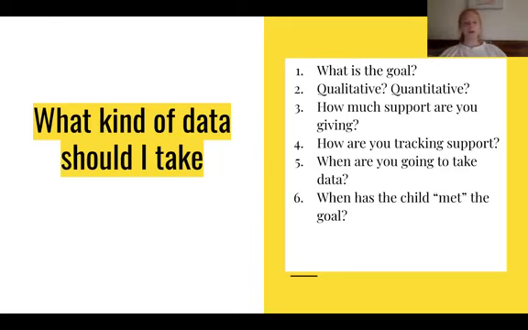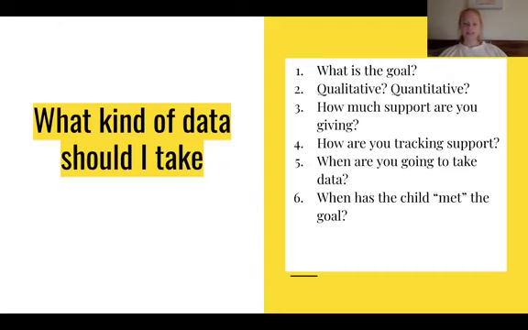Same thing for number 4. How are you tracking your support? There's lots of different ways to take data, which is going to be kind of the overarching theme of this lecture. But yeah, you just need to have a set thing in place of how you're going to track everything.